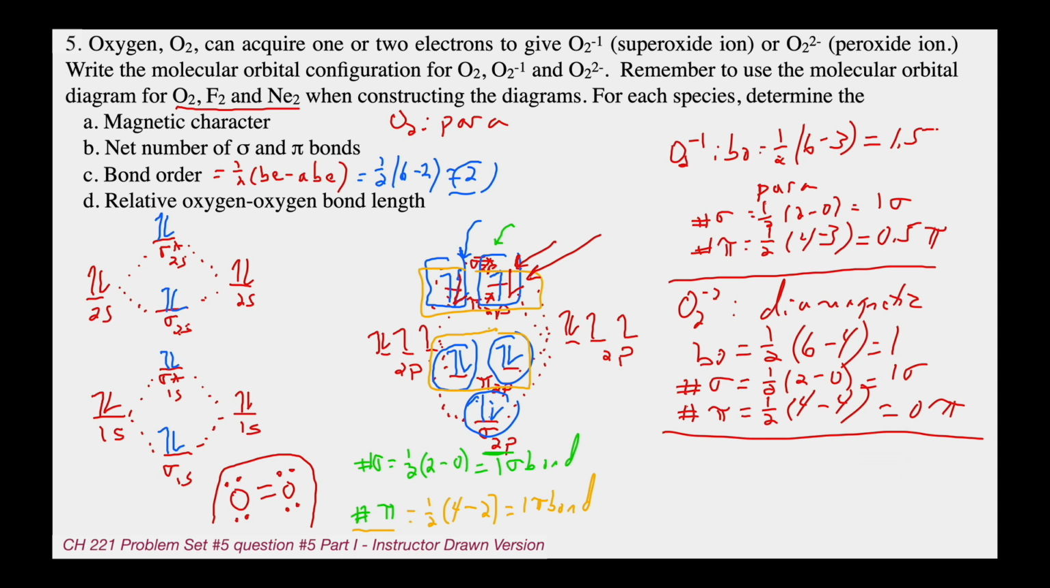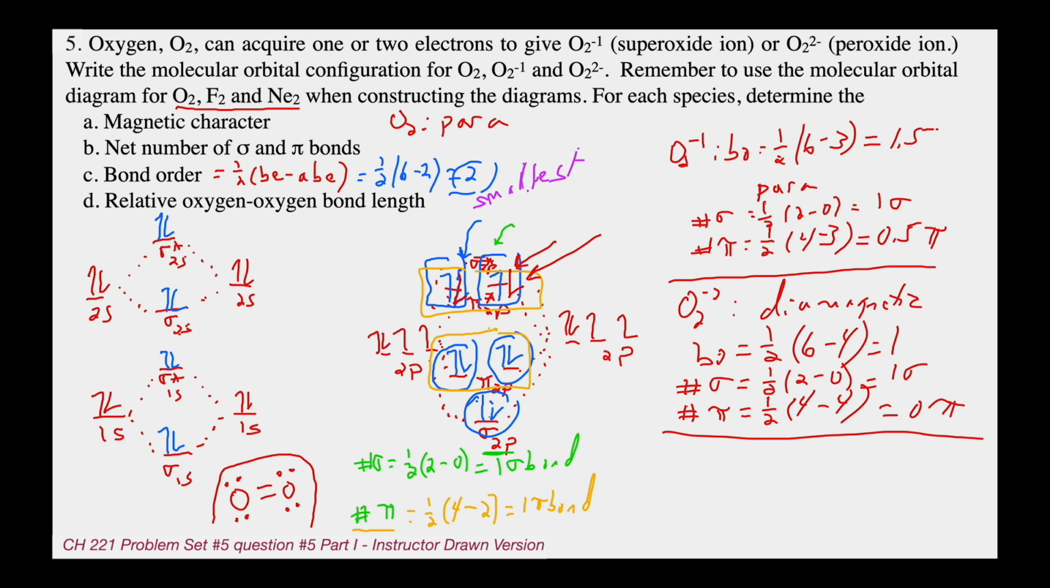So O2 2- is diamagnetic, bond order of 1. It's 1 sigma bond, 0 pi bonds. We're good to go. The final thing is D. It says relative oxygen-oxygen bond length. So remember, as bond order goes up, the bond length goes down. So we would say that O2 neutral with a bond order of 2, that would be the smallest bond.